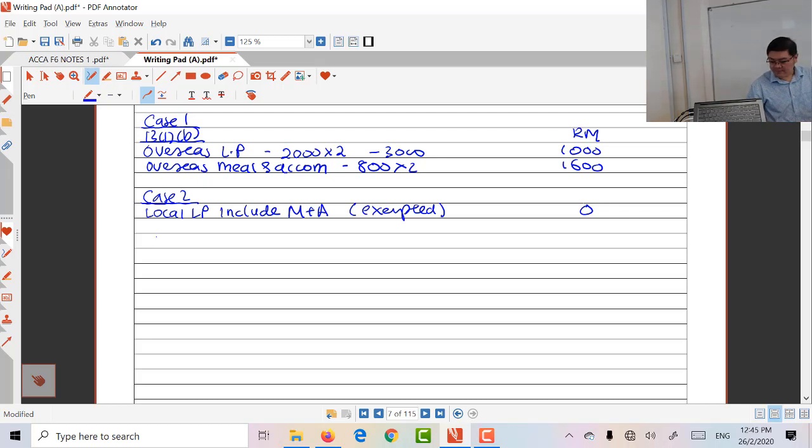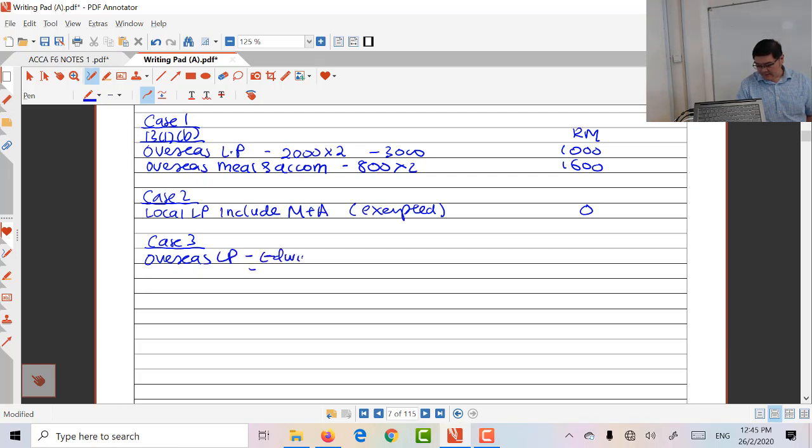Case 3. Edwin is now given free leave passage to Singapore together with his girlfriend Lucy. The value is 2,000. Now who is Lucy? Lucy is not his immediate family. Alright? Tell that to Lucy. She'll kill Edwin. Okay? So that's an overseas leave passage.